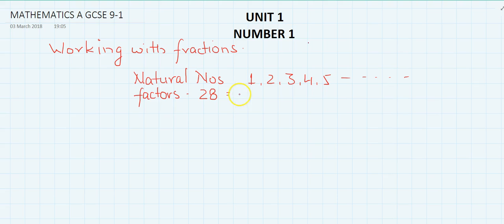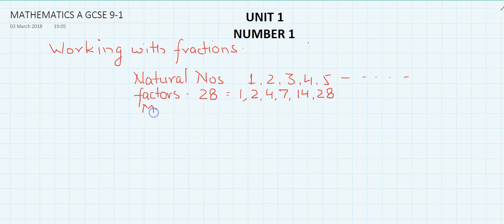For example, 28. 1 is a factor of 28. 2 is a factor of 28. 4 is a factor of 28. 7 is a factor of 28. 14 is a factor of 28 and 28 itself is a factor of 28. These are the factors of 28. So if you divide 28 by 1, it will be divided completely. 14 will also divide 28. So these are called factors.